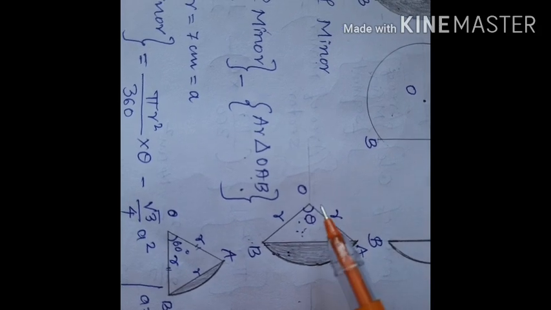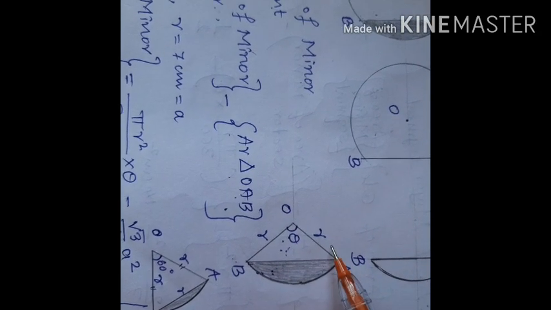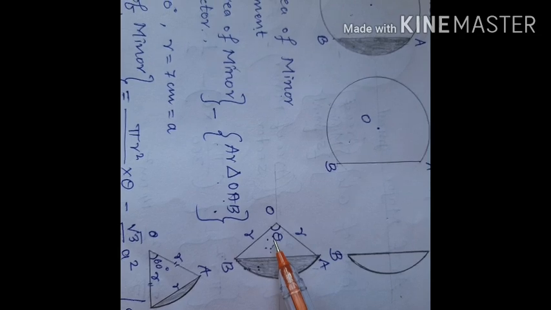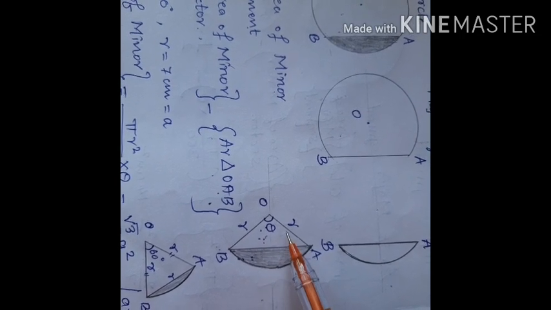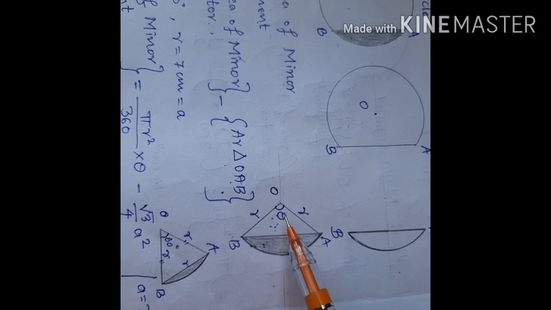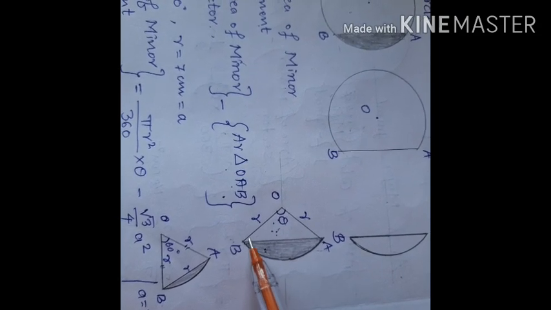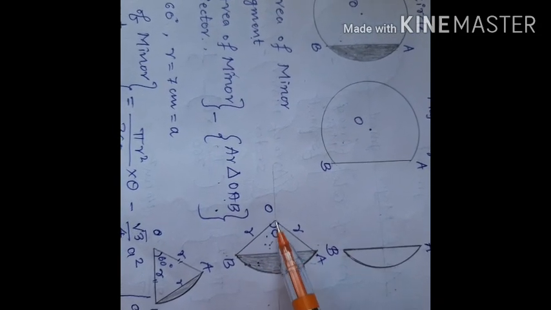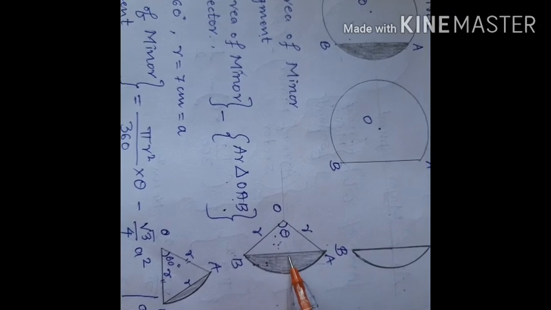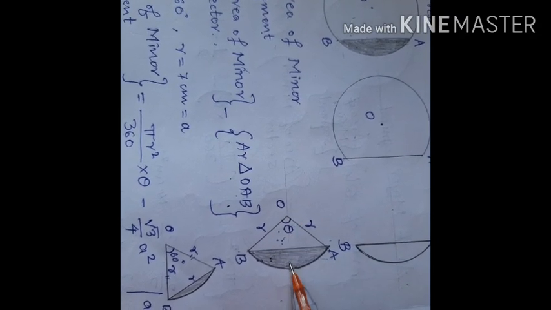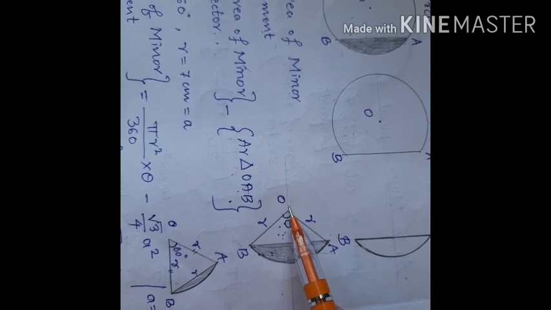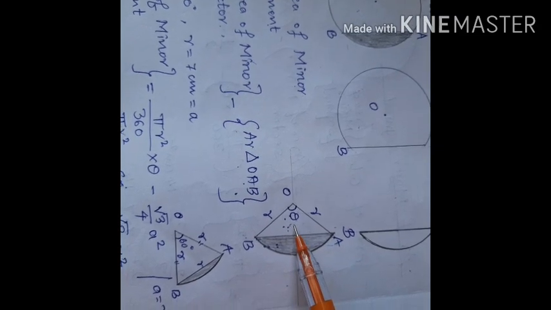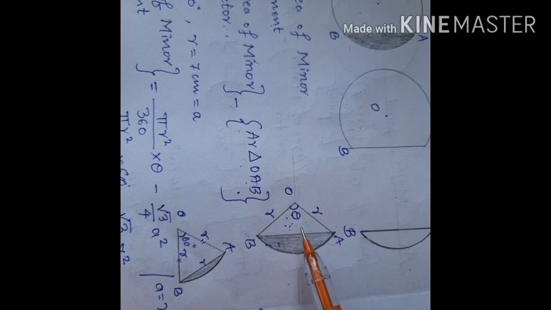If the triangle involved in the sector is not an equilateral triangle or is not a right angle triangle, then the area of this triangle is calculated by taking the formula half into base into height. Here I can take this BA as base and this line as height. I should draw a perpendicular from O to this AB, and that becomes height. If we calculate the value of height and base, then the area of the triangle involved in this sector is calculated. Now let us see one by one.